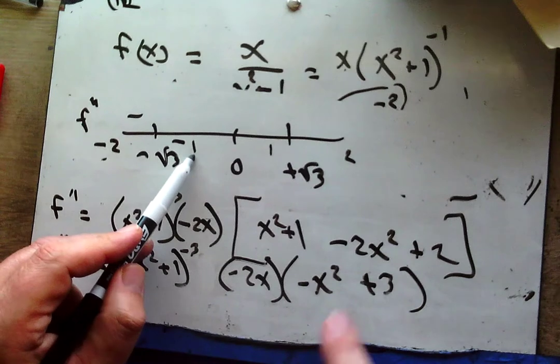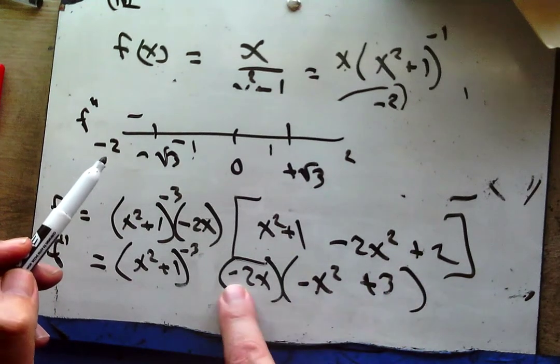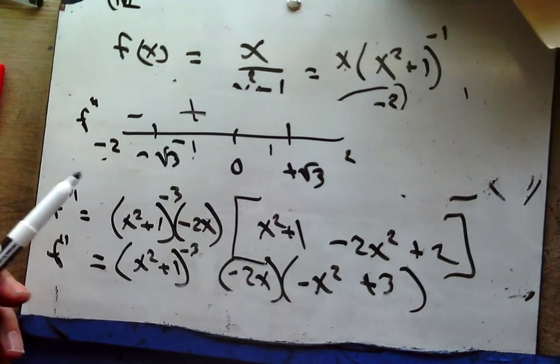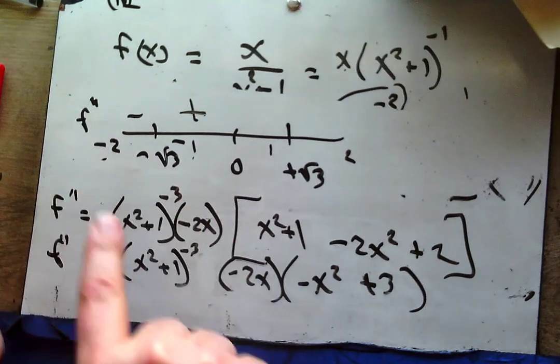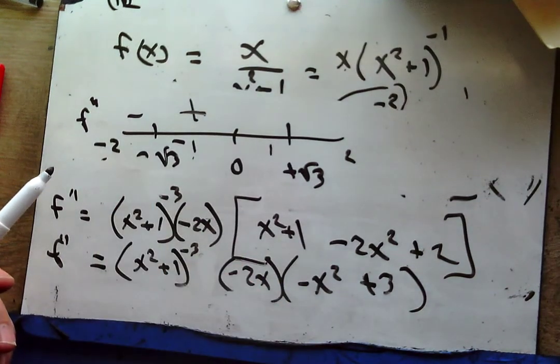When I plug in a negative 1, this is now positive. This is positive, because negative times negative is positive. And this is always positive. So I'm going to be positive there. I see a sign change in f double prime. I know that is going to be an inflection point on f.